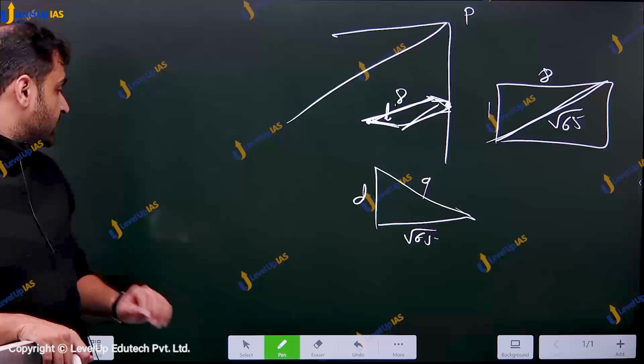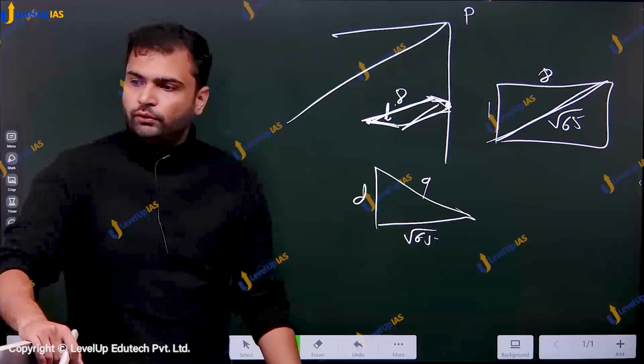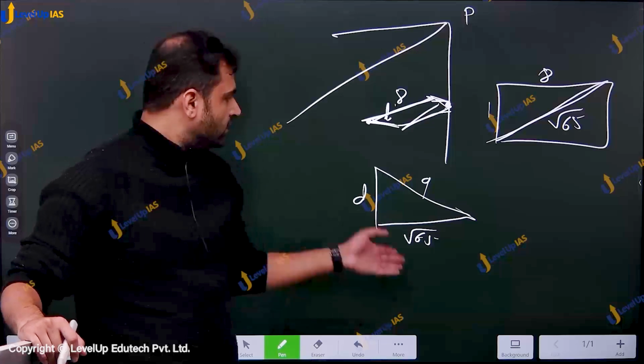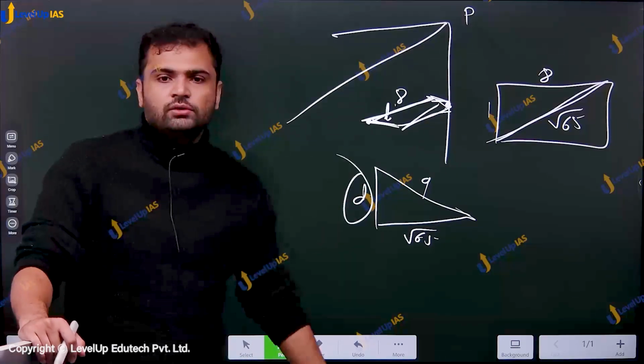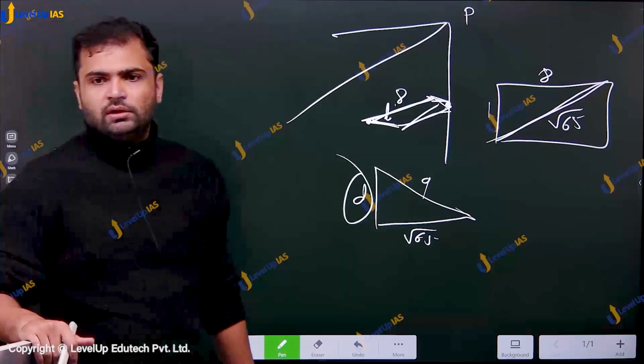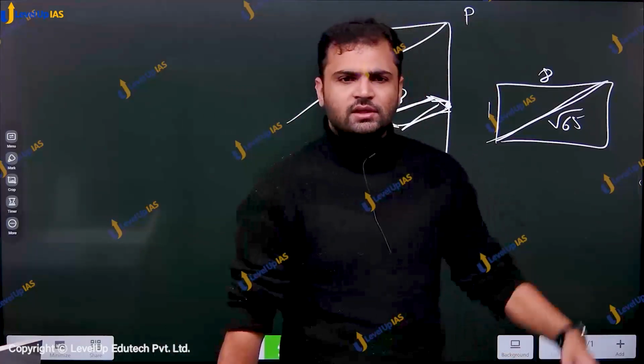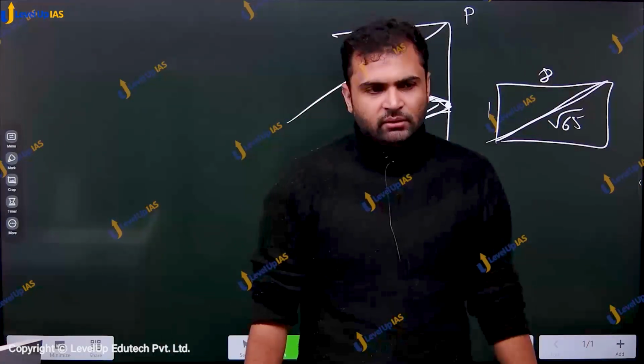So what is the answer? 4. 9 square is 81 minus 65, 16, root of that is 4. Distance from the ceiling would be 4. This is just applying Pythagoras theorem twice, nothing else, just imagine, right, you have to imagine.